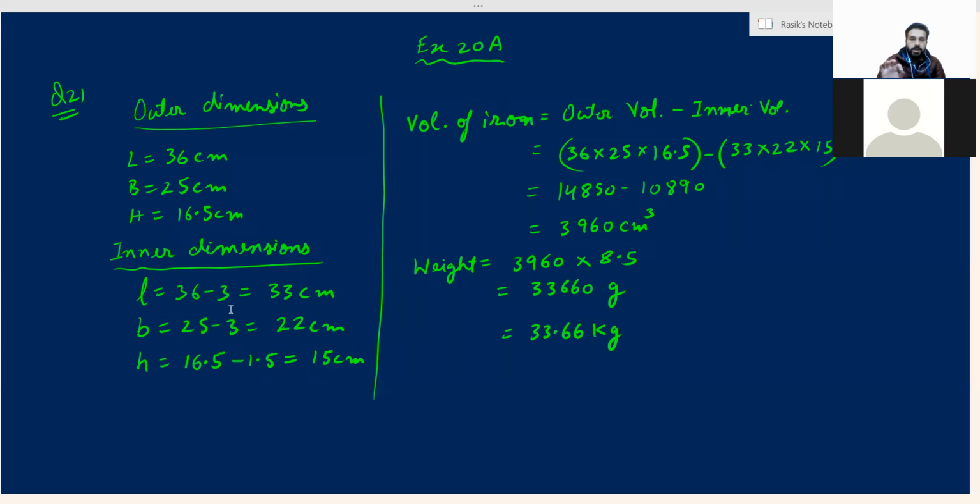You don't have to find the difference of outer volume and inner volume. Just find the inner volume. To find the inner volume, you need the inner dimensions. So there are two steps in the question. First, you find out the inner dimensions of the box, and then find the inner volume. Got it? Start doing it.